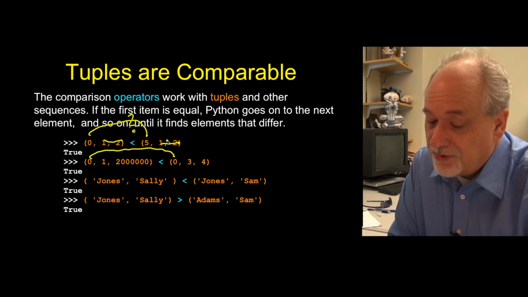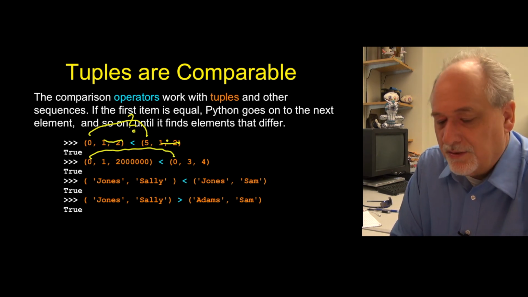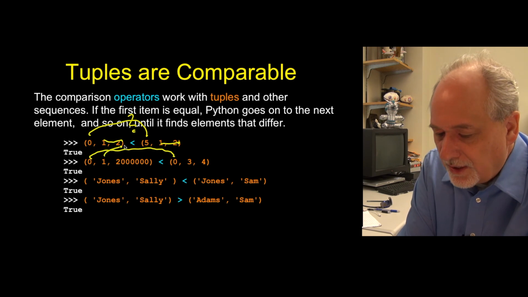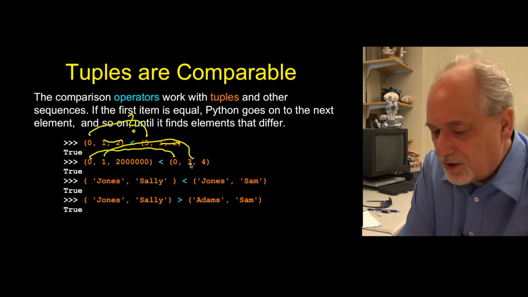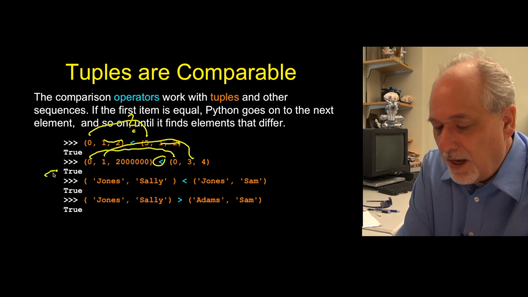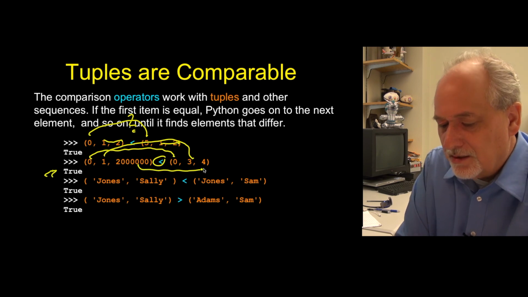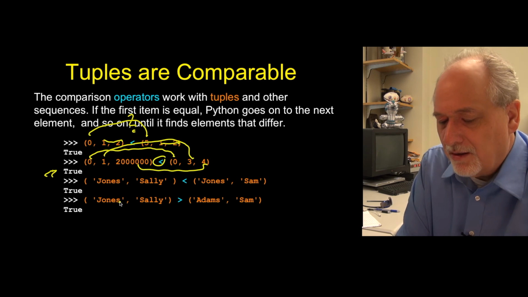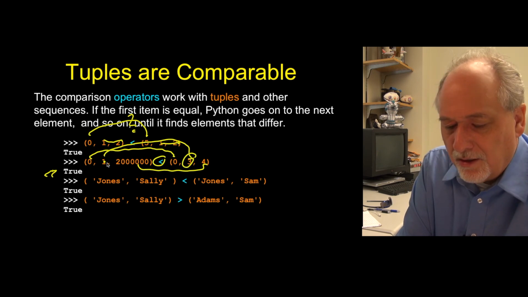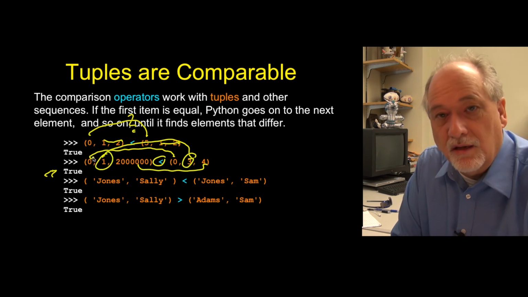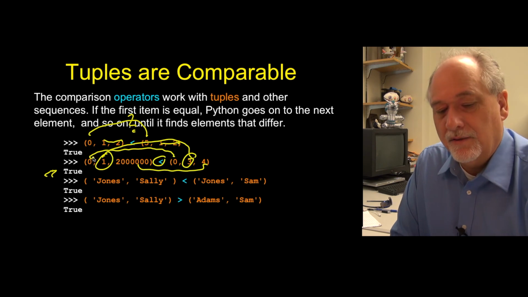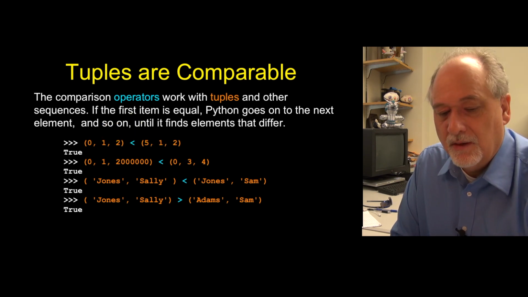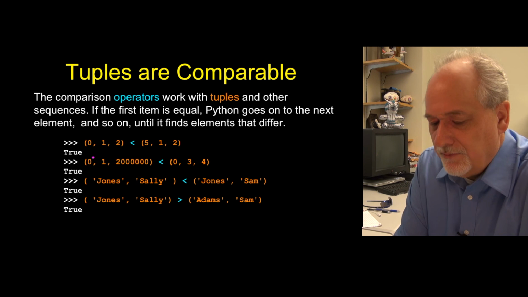And the answer is, well, they're both 0. And so I can't answer the question, so I have to go to the second pair, and 1 is less than 3, and so that means this is true. And it does not check this. Even though 20 million is bigger than 4, it doesn't matter, because these are the numbers that cause the true to happen. And the same is true if you do this with strings.